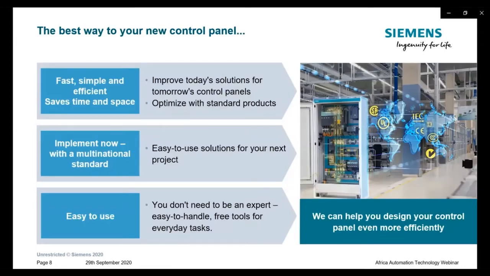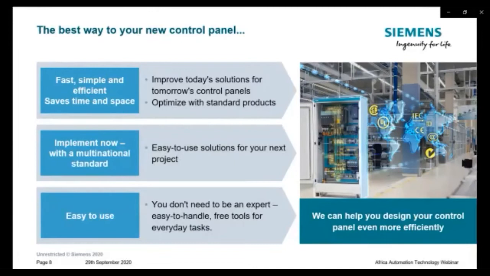So the best way to a new control panel is to look at the best and easiest ways for efficient control panel design: fast, simple, time and space saving. Save time and space with our standards, Siemens products and accessories. Optimize your solutions with easy to handle products. Implement now with a multinational or global standard. You can implement and use the solutions outlined today simply and easily. The Siemens support teams will guide you in those directions.